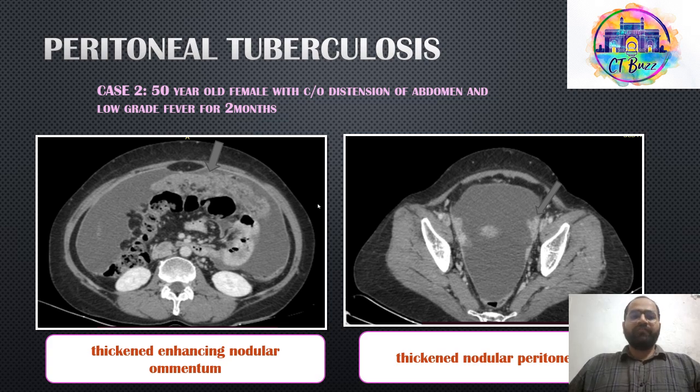Coming to the second case, which is peritoneal tuberculosis, a 50-year-old female with complaints of abdominal distension and low-grade fever for 2 months. We can see thickened enhancing nodular omentum and thickened nodular peritoneum.